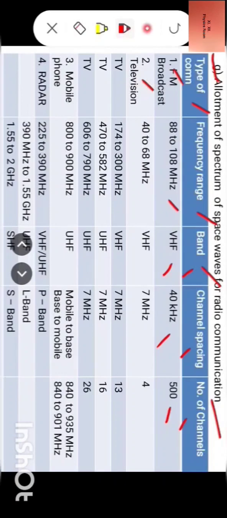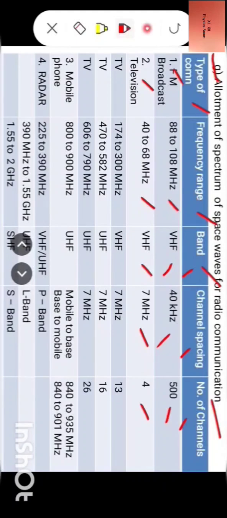Now second, television. Television operates in different frequency ranges. So first range is 40 to 68 megahertz, and we call it as VHF. Channel spacing is 7 megahertz, and number of channels accommodated are 4. Here channel spacing of 7 megahertz is divided into 5.5 megahertz for video and 0.5 megahertz for sound frequencies, and then 0.5 megahertz at the upper limit and 0.5 megahertz at the lower limit for safety. So total comes out to be 7 megahertz.